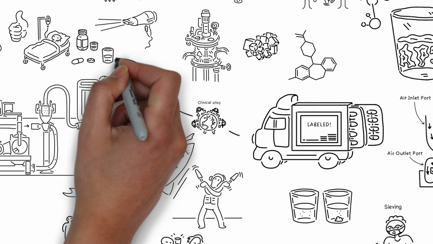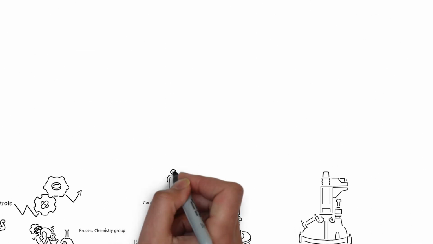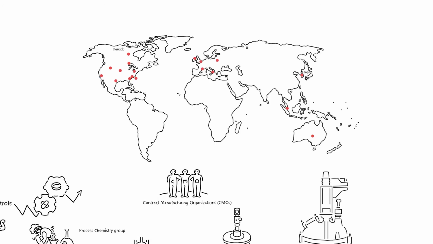All of this work is enabled by contract manufacturing organizations, or CMOs, that are spread around the globe. For example, we will manufacture starting materials at CMOs in China, ship them to a CMO in the US to complete the manufacturing process. The API is then shipped to a drug product CMO in the US. The clinical drug product is packaged, labeled, and distributed using strategically selected depots to clinical sites all around the world for administering to patients.